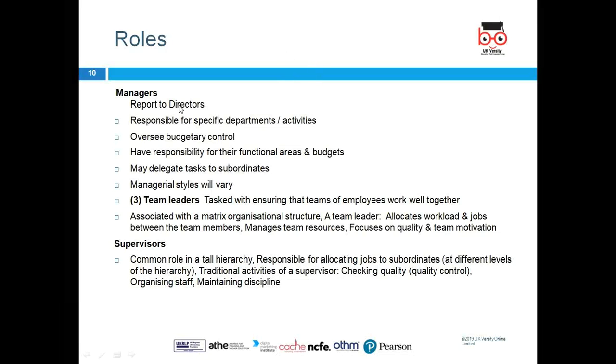You report to a director and are responsible for specific department activities. You oversee budgetary control. You need to make sure you control the budget, so that comes the variance. Variance is the difference between the standard and your actual performance. You may delegate tasks to subordinates. Managerial style can vary. If you're a team leader, you're tasked with ensuring the team of employees work well together.